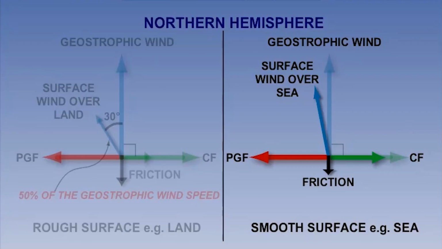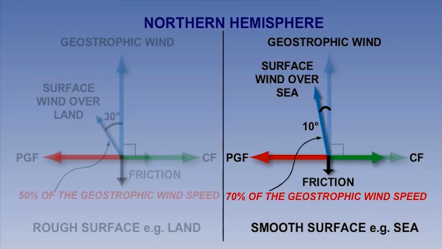The angular change we see is a lot less than over land, only 10 degrees difference. The surface speed will be higher than over the rough surface. This time, the speed is approximately 70% of the geostrophic, as opposed to 50% over land. To observe analogous situations in the southern hemisphere, just click on the button to see the change.